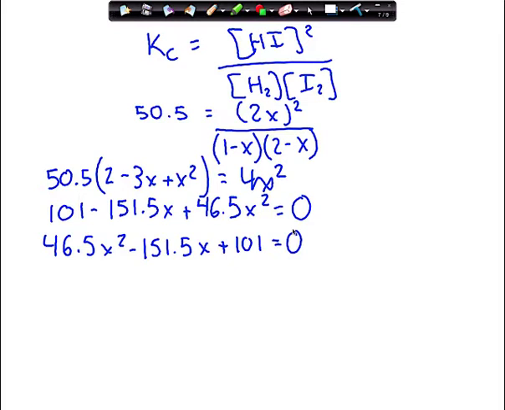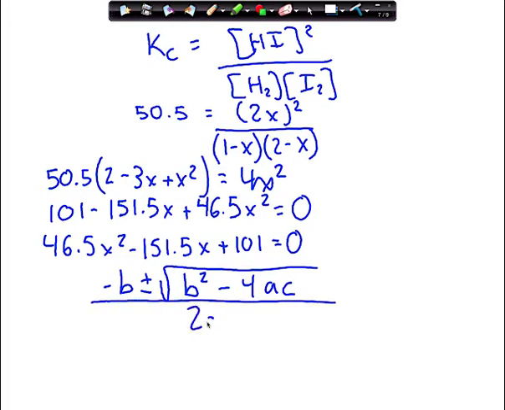Then we go negative b squared plus or minus the square root of 4ac all divided by 2a. So guys, do y'all have calculators that'll resolve this? No? Don't know? Okay, so maybe we should actually spend the time to do this using the quadratic formula. Is it negative b? Okay, so negative b plus or minus the square root of b squared minus 4ac all over 2a.